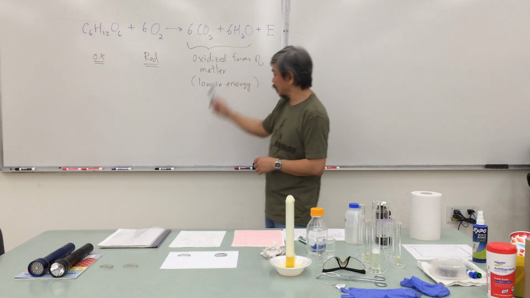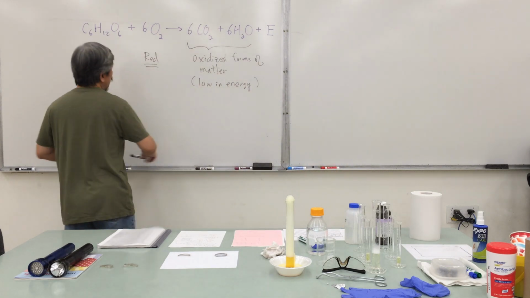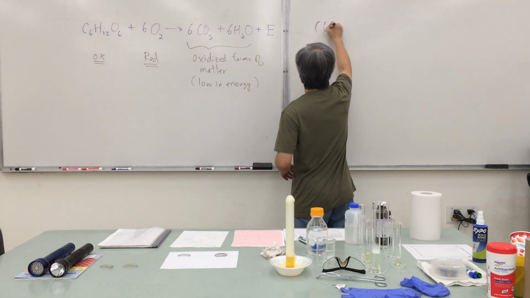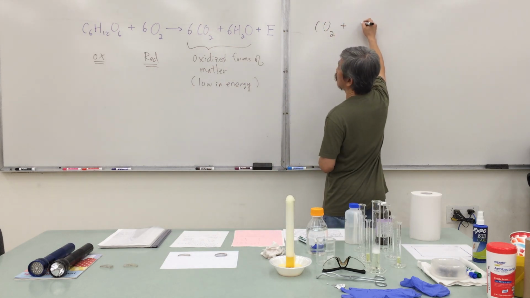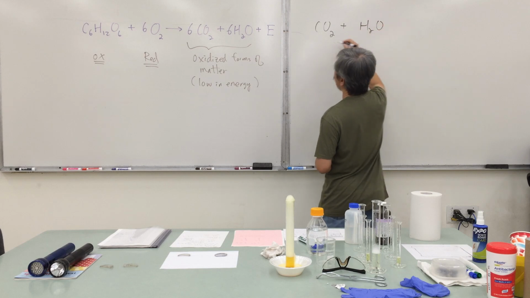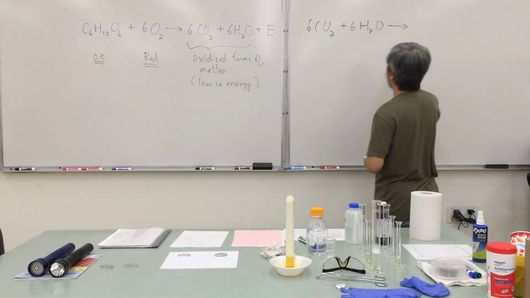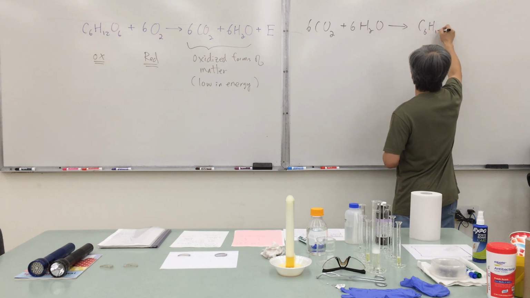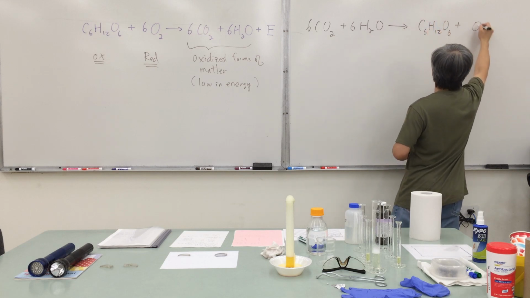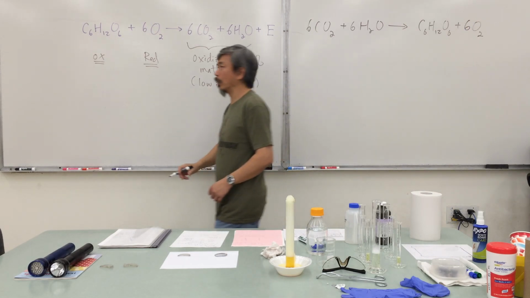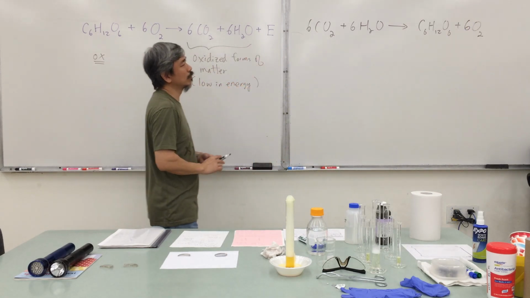Interestingly enough, I could take this same equation but rearrange it just a little bit. I could take carbon dioxide and, in this case, water, in the same ratio, 6 to 6, and now reverse the process. When I do so, I end up with C6H12O6 plus O2. So you say, wait a minute, isn't this the exact same reaction? So what's the big deal?